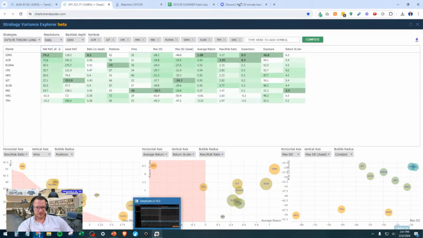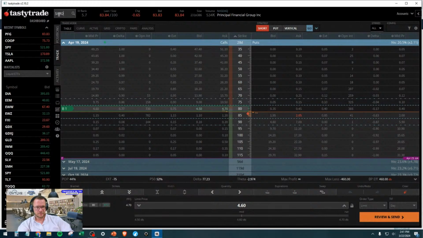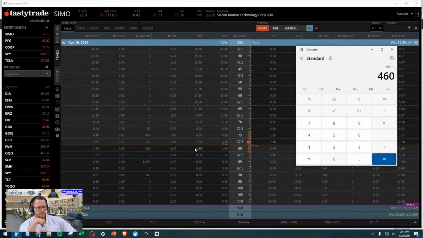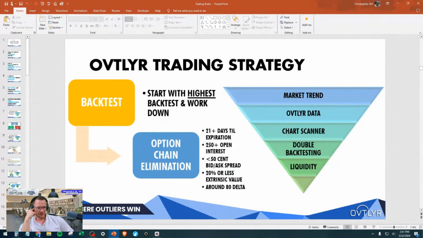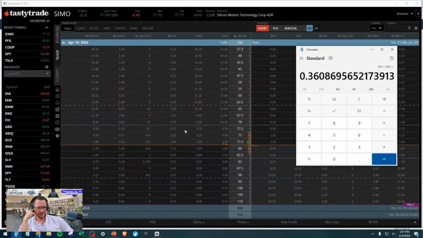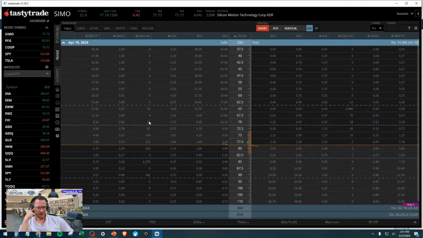SIMO. If it has liquidity, then we'll go look at outlier. 166 on 460. 36%. I won't trade that. I want 250 plus open interest. 21 days expiration, 250 plus open interest, less than 50 cent bid ask spread, roughly 20% or less extrinsic value, generally around 80 delta. The 80 delta does not have enough liquidity. So we won't look at SIMO.